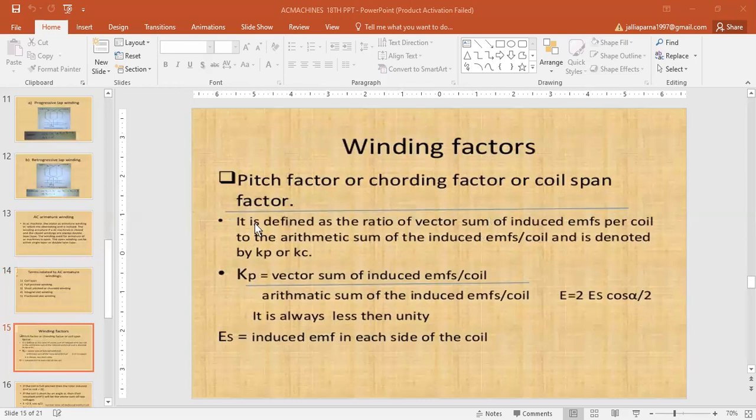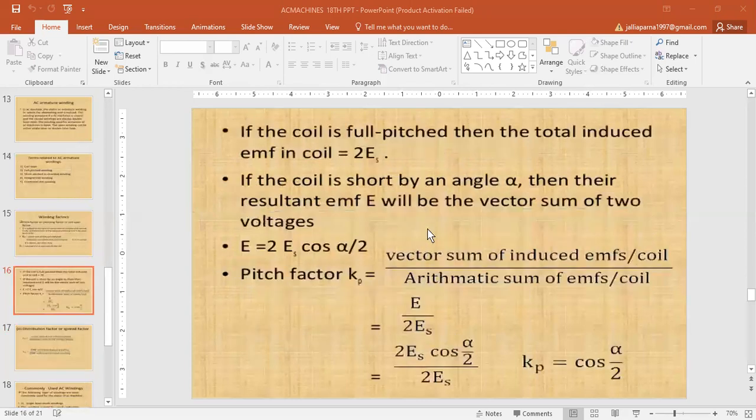If the coil is full pitched, then the total induced EMF in the coil is 2Es. If the coil is short pitched by an angle alpha, then the resultant EMF E will be the vector sum of two voltages, E equals 2Es cos alpha by 2. Pitch factor Kp equals the vector sum of the induced EMF per coil divided by the arithmetic sum of EMF per coil, that is 2Es cos alpha by 2 divided by 2Es. Kp is equal to cos alpha by 2.